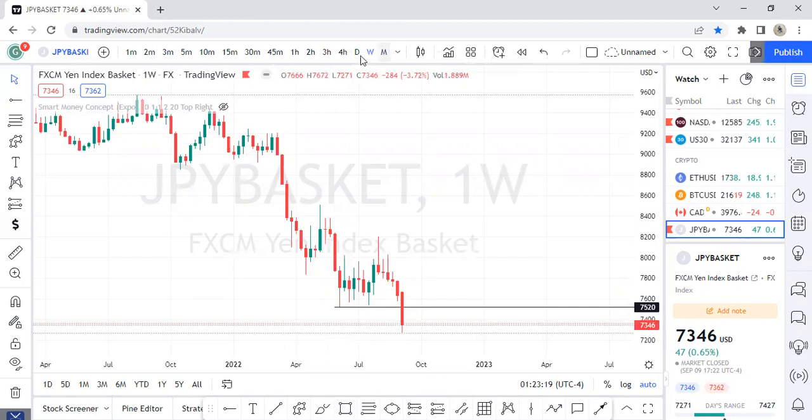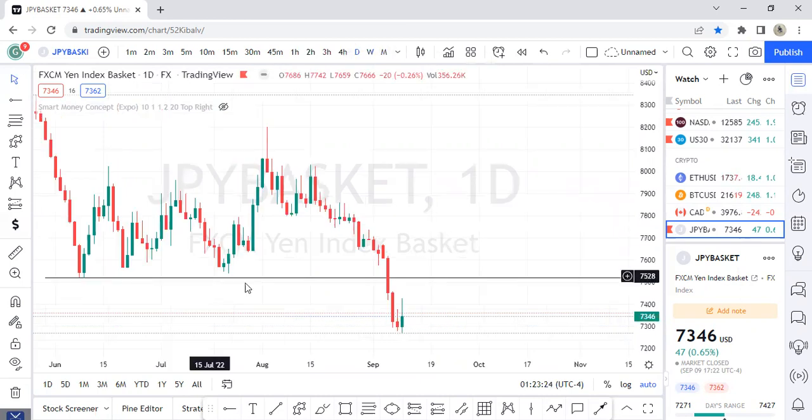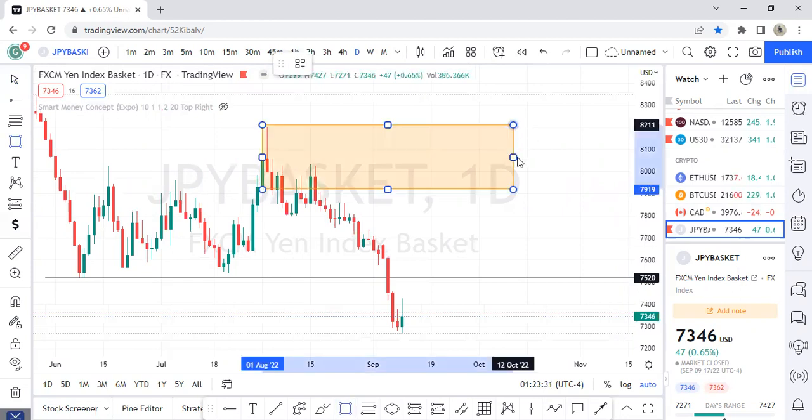Going to the daily time frame, we have cleared all these lows, so we have a sell structure forming. Looking at this, we should expect price to come back here and then sell properly. This is our area of sell.